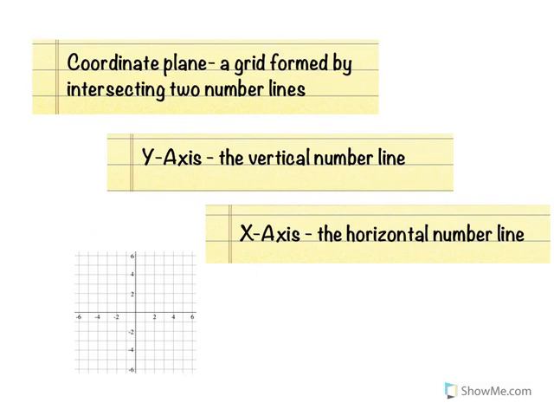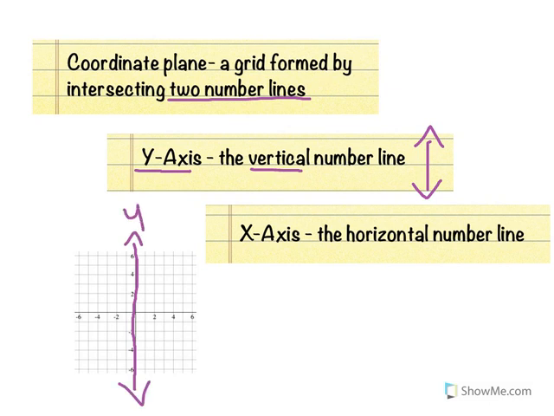Okay, so first we're going to go over our two axes that make up a coordinate plane. Part of our definition is that a coordinate plane is made up of two number lines that intersect. So one of my number lines would be the y-axis, and that's going to be my vertical number line. Vertical means it goes up and down. So this is my y-axis right here. I'm going to label it y. Alright, my other axis is the horizontal number line.